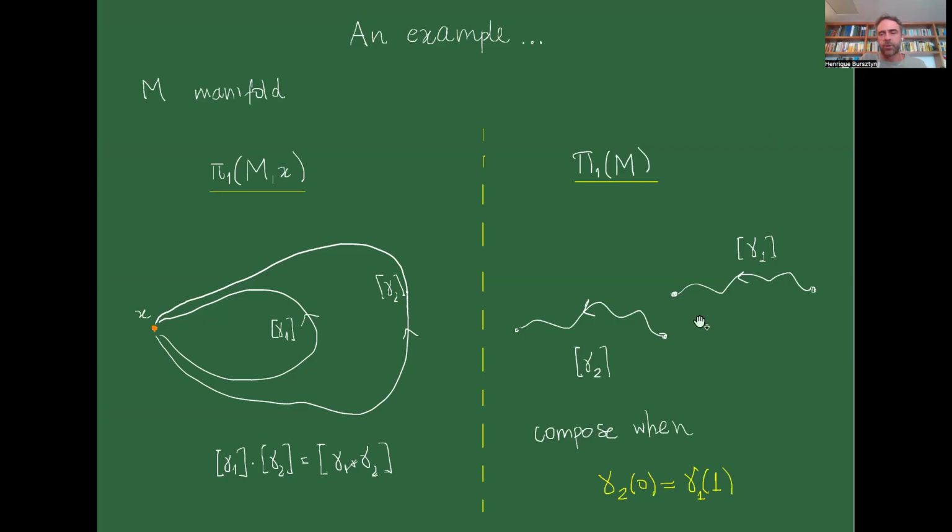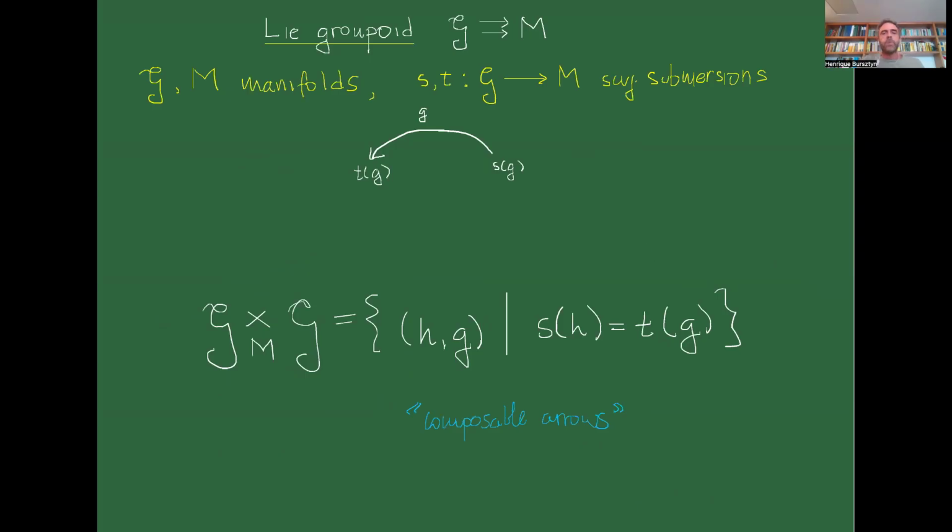So this is like a prototypical example of a Lie groupoid. So let me try to formalize that. Okay, so a Lie groupoid, and this will be my notation, consists of two manifolds that I'm calling G and M. For reasons that will be evident later, we usually refer to elements of G as arrows and elements of M as objects. Okay, and then you have two surjective submersions from G to M, right?